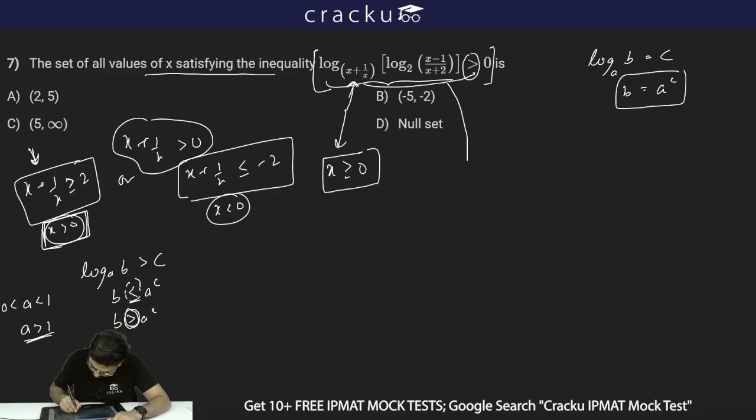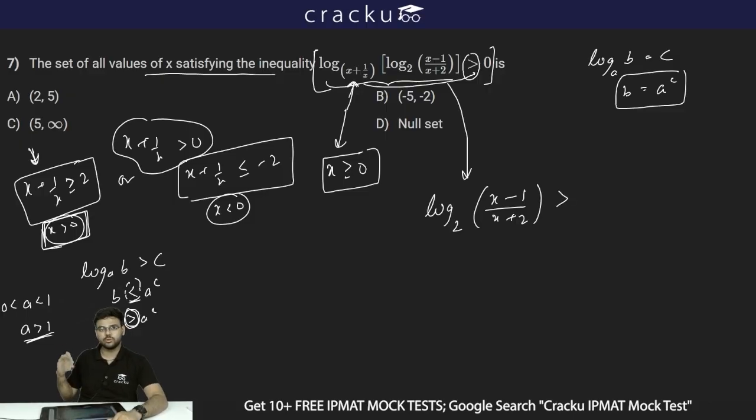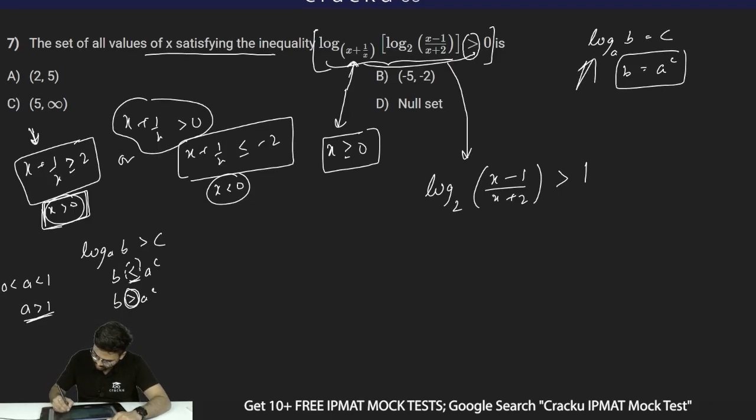So ultimately this will be solved to log base 2 of (x minus 1 upon x plus 2) should be greater than (x plus 1 by x) to the power 0. Anything to the power 0 is 1. So log base 2 of (x minus 1 upon x plus 2) is greater than 1. Again applying the same formula, x minus 1 upon x plus 2 will be greater than 2 to the power 1. Again a is greater than 1, so the sign will not change.